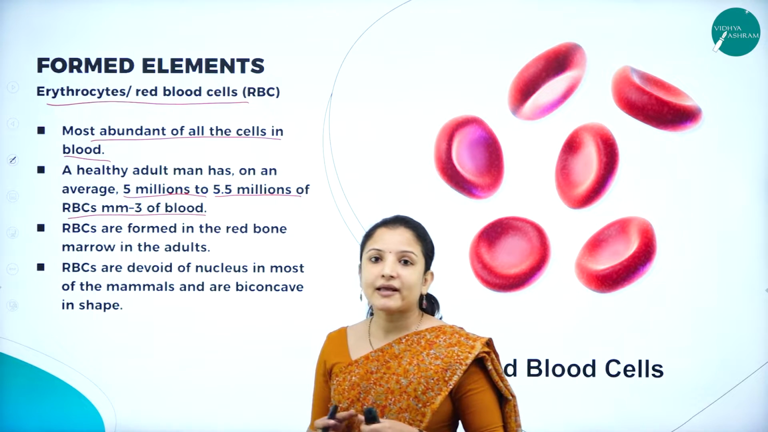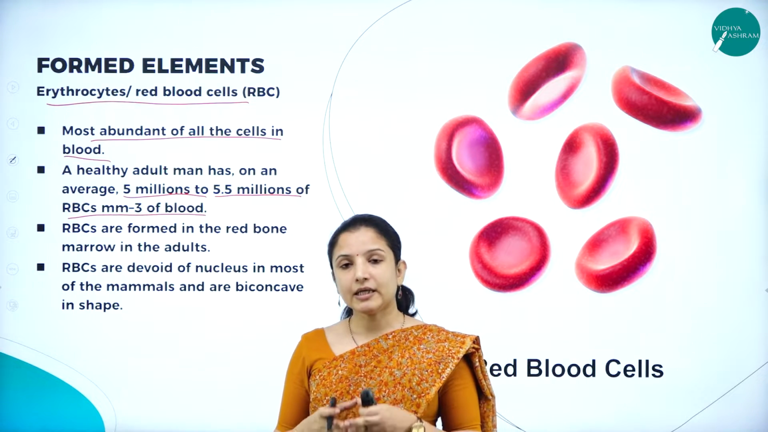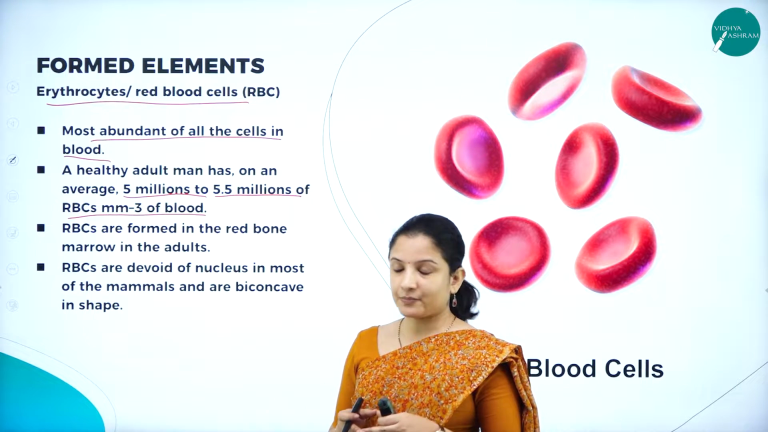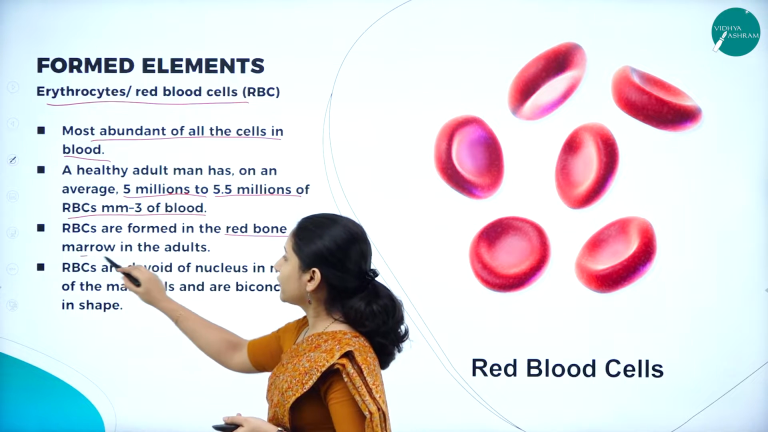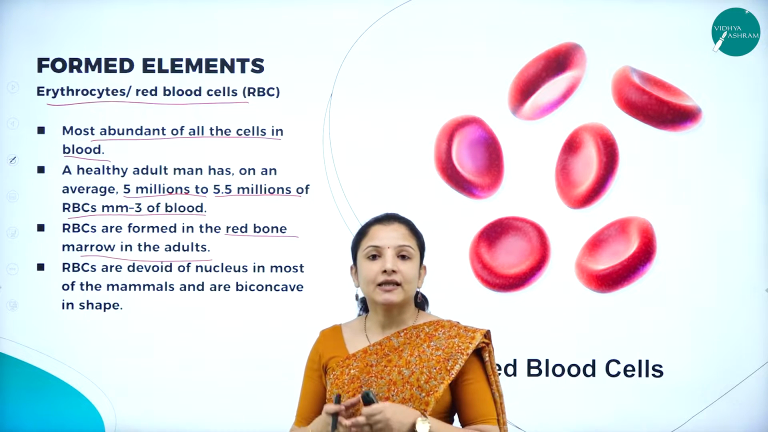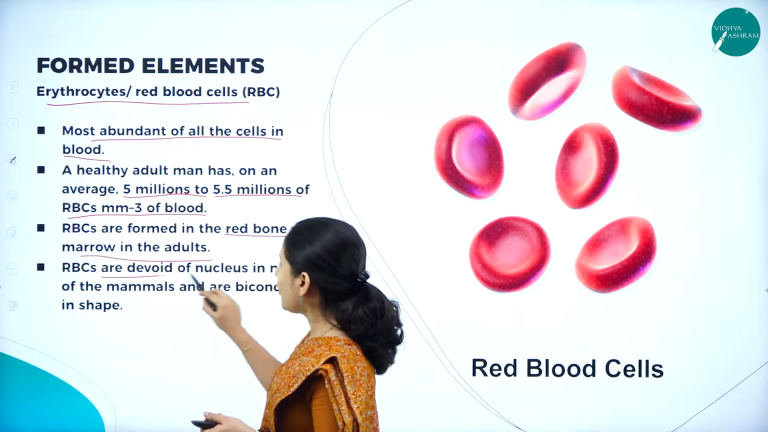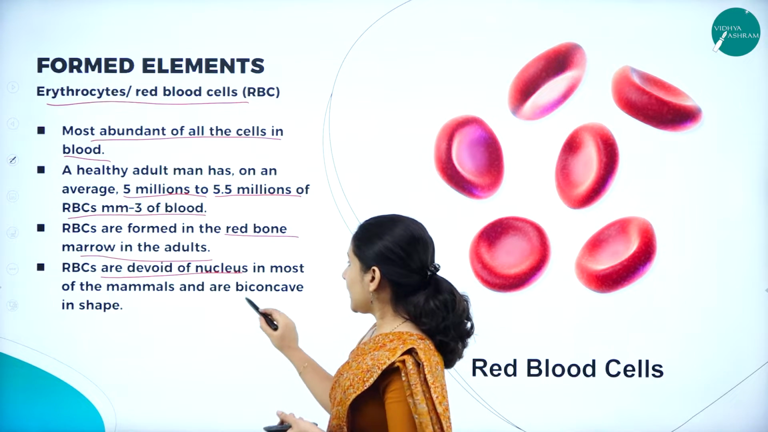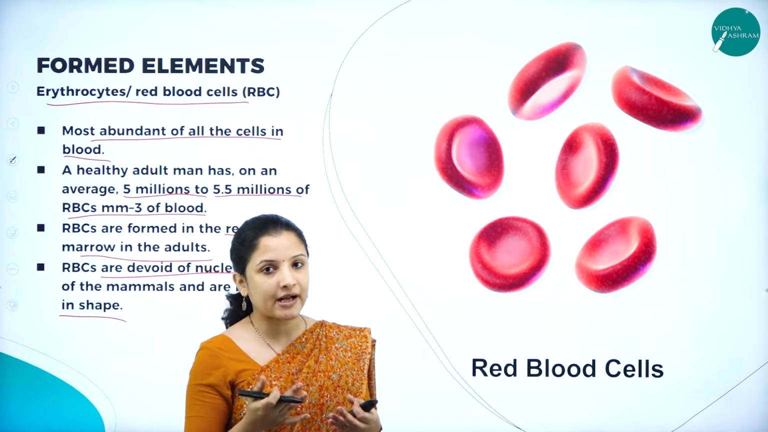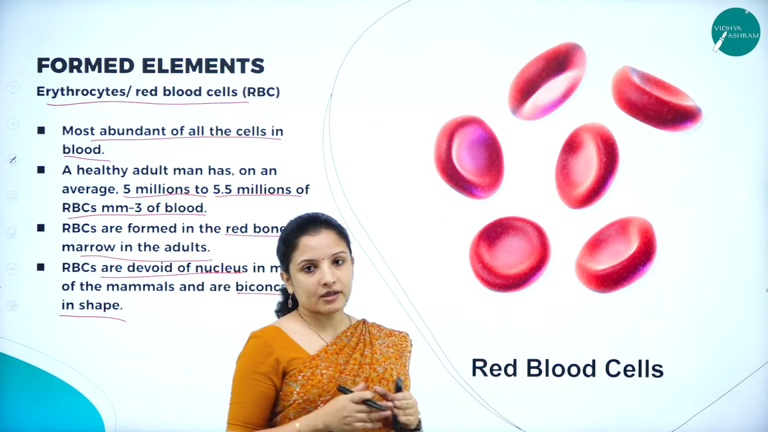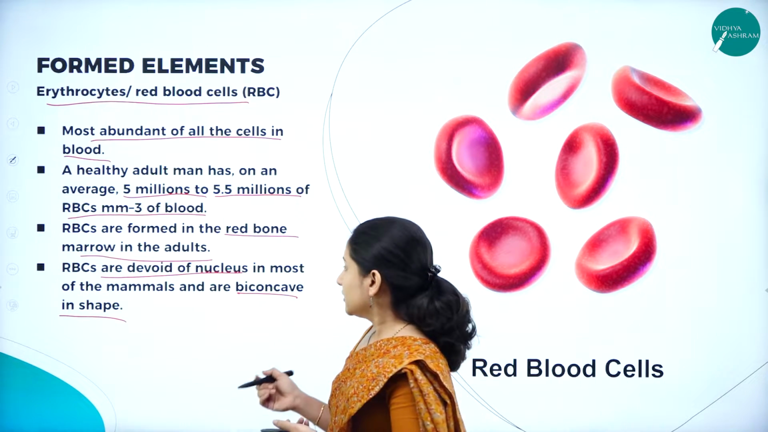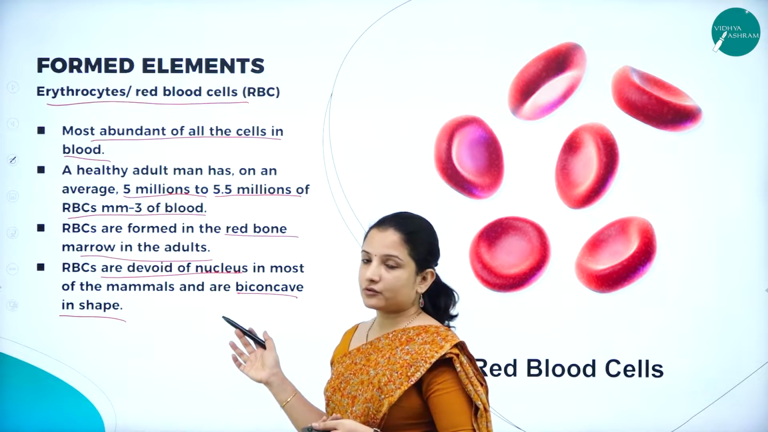And RBCs, where exactly are they formed? In a bone, especially the region of the bone wherein the bone marrow cells are present. So they are formed in the red bone marrow in the adults. That is the region where they are actually formed. And RBCs are devoid of a nucleus. That is, they do not have any nucleus. And they are biconcave in shape. So you can see one side is curved and the other side is a little bit flat. So this is about the RBCs.